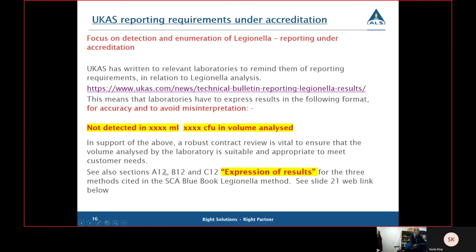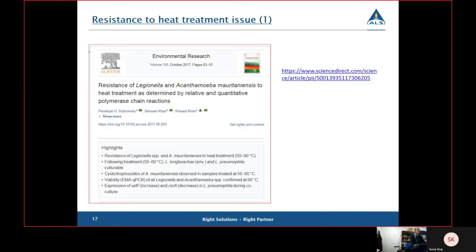And if you look at sections A to this, in slide 21, this is a web link to the new SCA Legionella method, which is free of charge. That will explain it all.